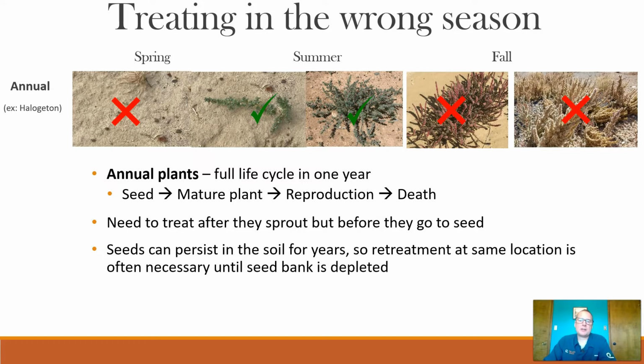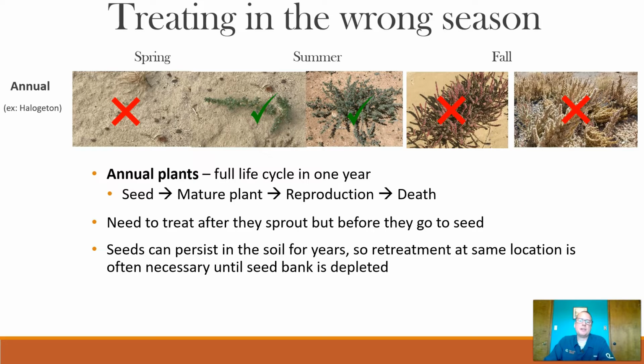Your winter annuals are the same type of thing, but on a winter schedule. Their seeds sprout in the fall. They grow a little bit in the winter, mostly stay dormant, and then they'll bolt and produce seed heads in the spring. So knowing the life cycle of the plant, and if it's an annual, treating it before it produces the seed head or even the flowers.